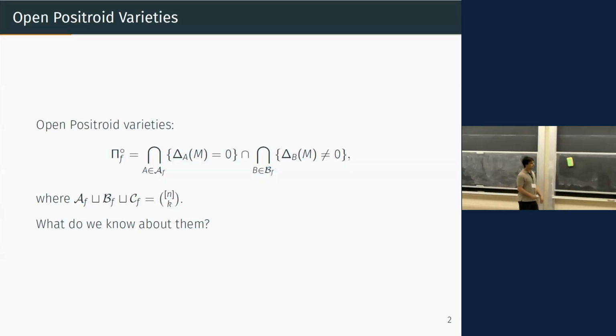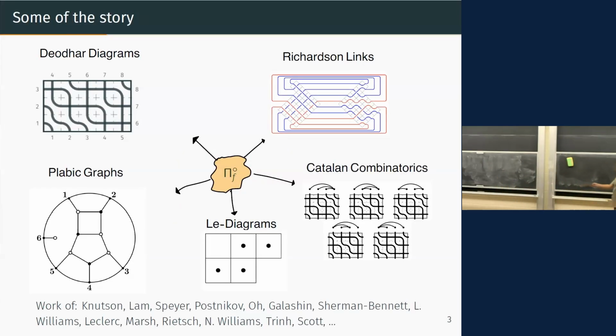So what do we know about open positroid varieties? These are pretty well studied. Turns out we know a lot, and this is not even the whole story, just some of it. There are a lot of nice combinatorial diagrams and combinatorial ways to understand the structure of these positroid varieties. As an example, we have Deodhar diagrams. These are pipe dream looking objects that help us encode the point count of these open positroid varieties. They are essentially visualizations of Deodhar subexpressions.